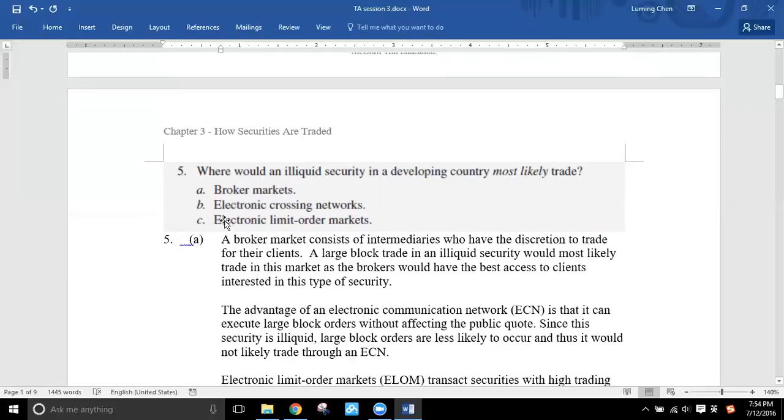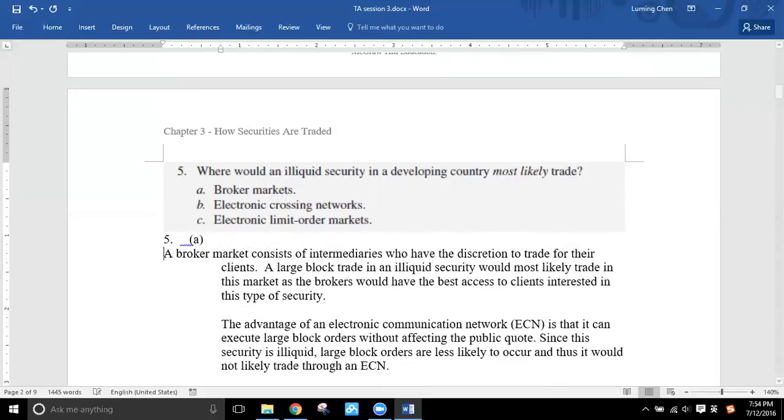Number 5, where would an illiquid security in a developing country most likely trade? Note that in this question it says illiquid security. So if it's an illiquid security, how will you trade it? The best way is to call your counterparty or your trading buddy. Yeah, a phone call is the best way to sell or buy an illiquid security.